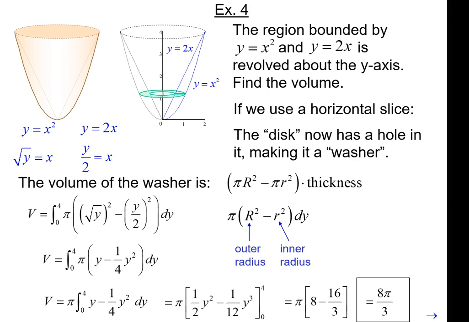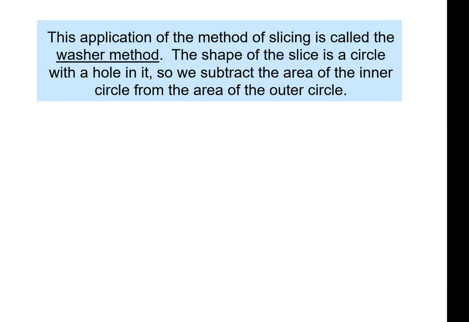So the takeaway from this example: we used the washer method because we had a hole in the middle of what we were rotating. So we've got an outer radius and an inner radius. The outer is the function further away from the line we're rotating. The inner radius is the function closer to the line we're rotating around. And everything was in terms of y because we were using a vertical axis of rotation, the y-axis.